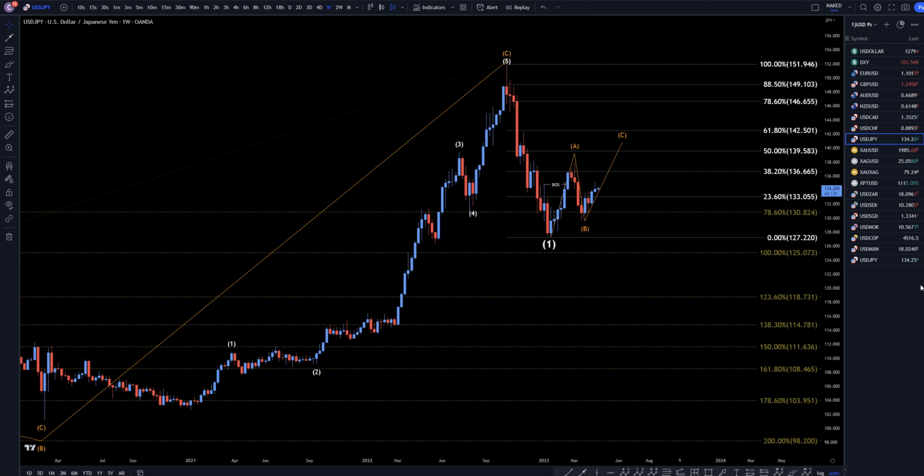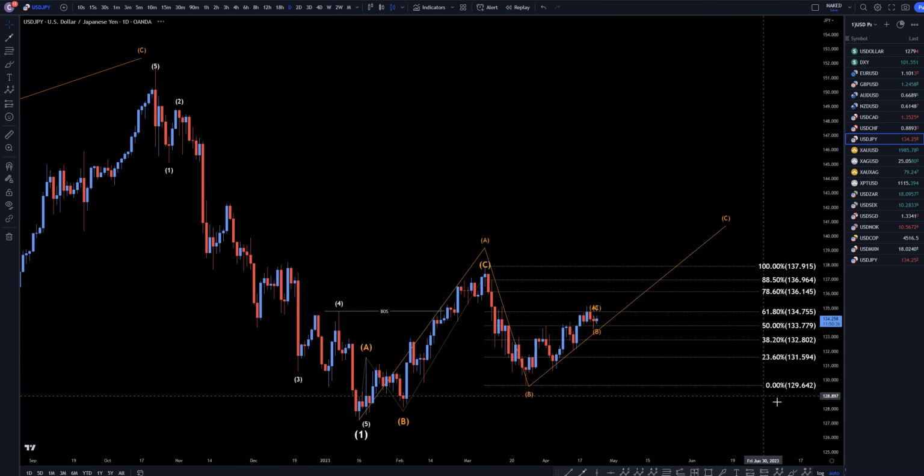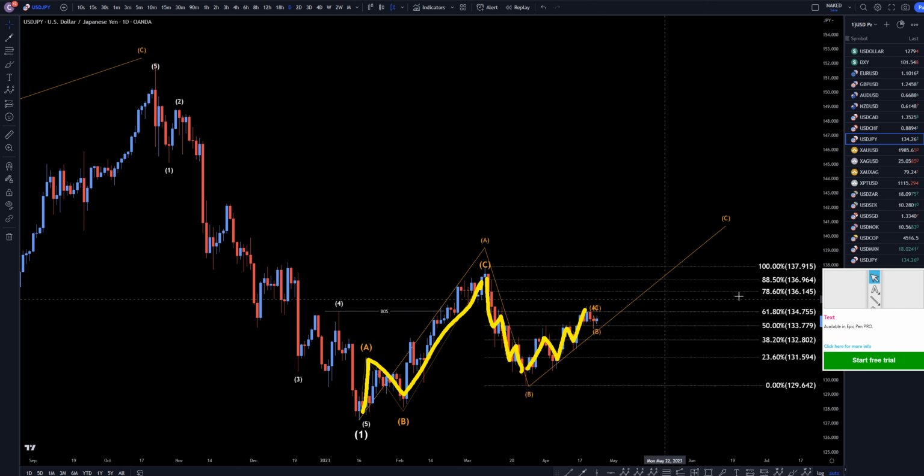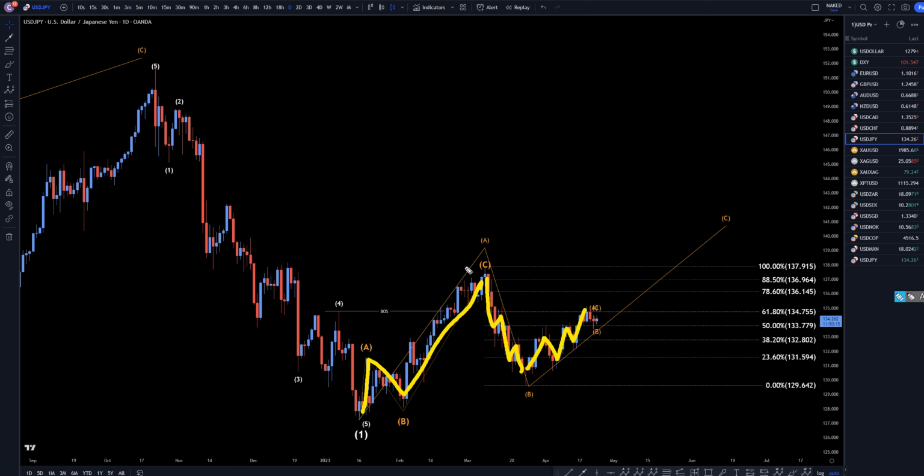So let's take it down to the daily time frame. Now on the daily time frame, I do see 3 waves up right here. It looks like an ABC, and then this move down to me looks like a trend, not a correction, which is why I'm still sticking to the idea that this move up right here is a correction to this move down right here.